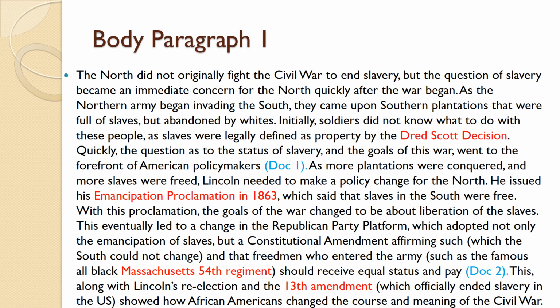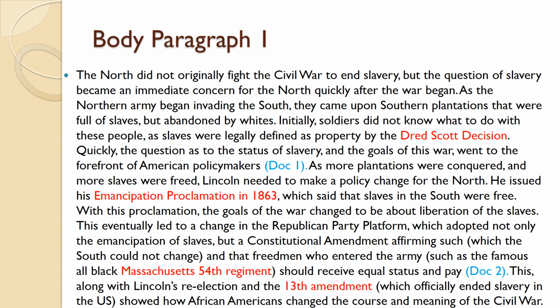Outside information. Quickly, the question as to the status of slavery and the goals of the war went to the forefront of American policymakers. That's me kind of using the historical context of document 1. As more plantations were conquered and more slaves were freed, Lincoln needed to make a policy change for the North.